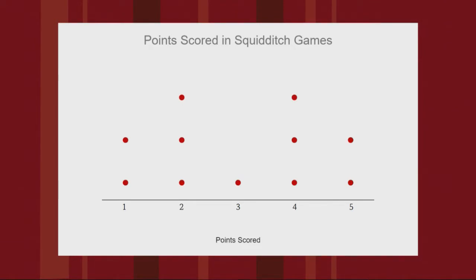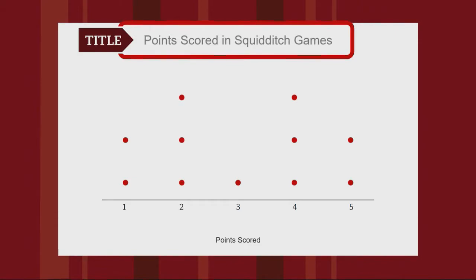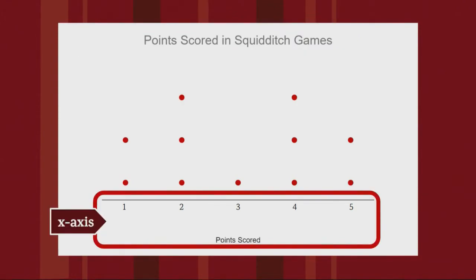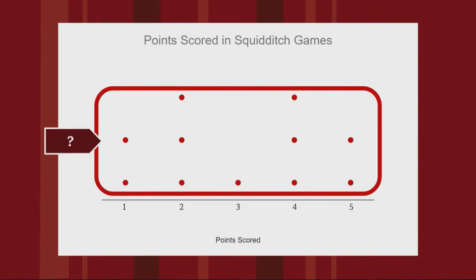Pretty simple, but let's talk about the different parts of this graph. We have the title, which is going to be extremely important for us here in just a second. We have the x-axis information down here. We can see that this has something to do with points scored. So I'm assuming they either scored 1, 2, 3, 4, or 5 points. But what are the dots? What do the dots represent?